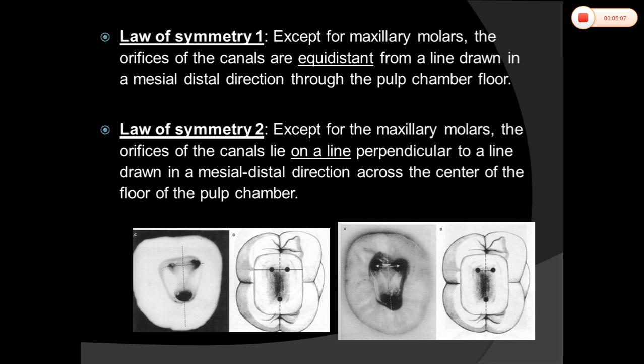Coming to law of symmetry 1, that is the first one. Except for maxillary molars, the orifices of the canals are equidistant from a line if you draw in a mesiodistal direction through the pulp chamber floor. And coming to second law, that is law of symmetry 2, except for maxillary molars, the orifices of the canals lie on a line perpendicular to the line drawn in mesiodistal direction across the center of the floor of the pulp chamber.